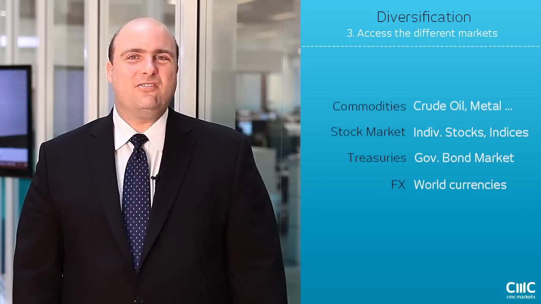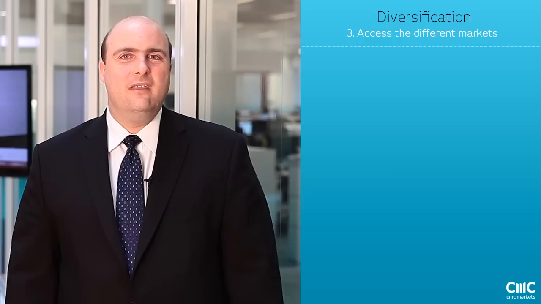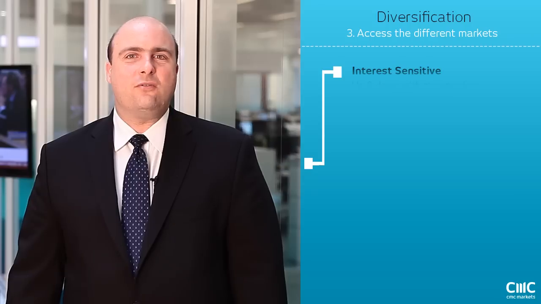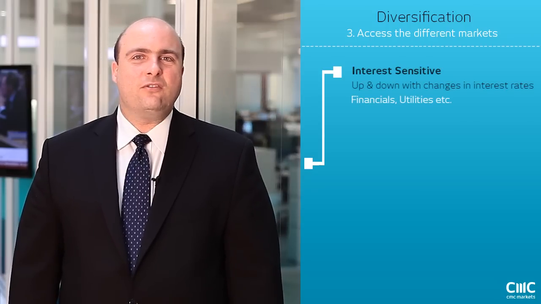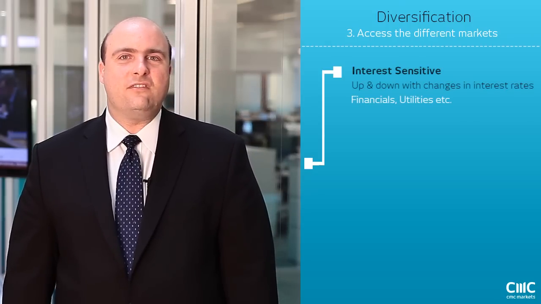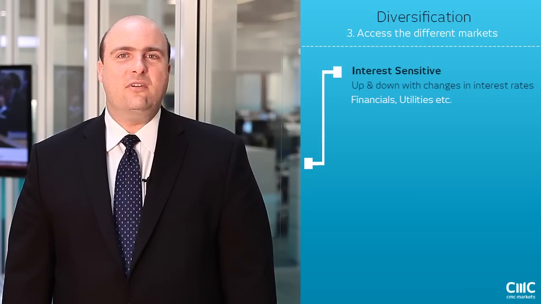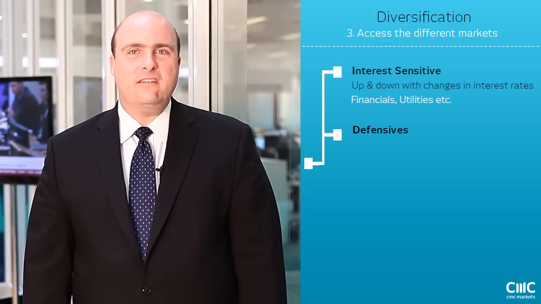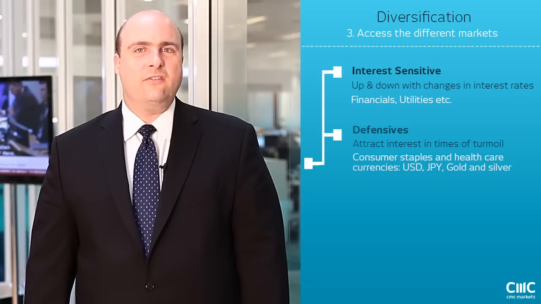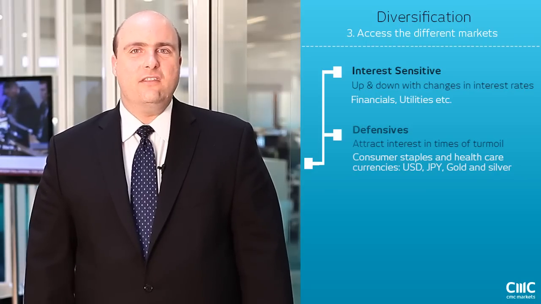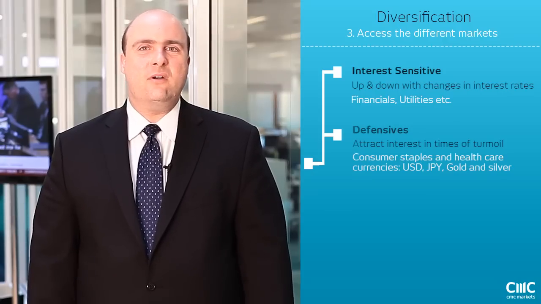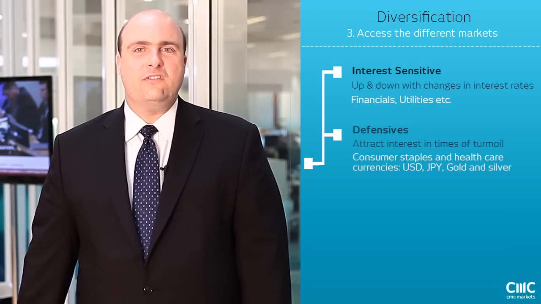Markets can be divided essentially into four major groups, which respond similarly to different trends. The first group is the interest-sensitive group. These are areas that tend to go up when interest rates are going down and tend to go down when interest rates are going up. They include financial services stocks, utility stocks, telecommunication stocks, plus bonds and treasuries. Defensives are areas that tend to attract capital when people are worried about risk. In stocks, this includes the healthcare and consumer staples areas. In currencies, this includes the US dollar, the Japanese yen, plus gold and silver.